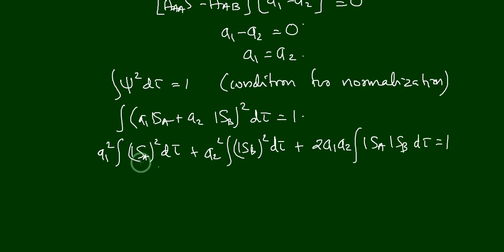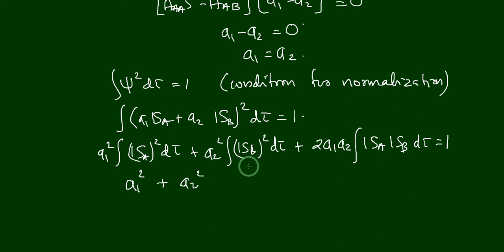So A1 square into the integral of 1sA square d tau, what is that? That is also equal to 1 because the atomic orbital 1sA is already normalized. So the integral of 1sA square d tau is equal to 1. So we can write it as A1 square into 1, meaning A1 square, plus A2 square into the integral of 1sB square d tau.